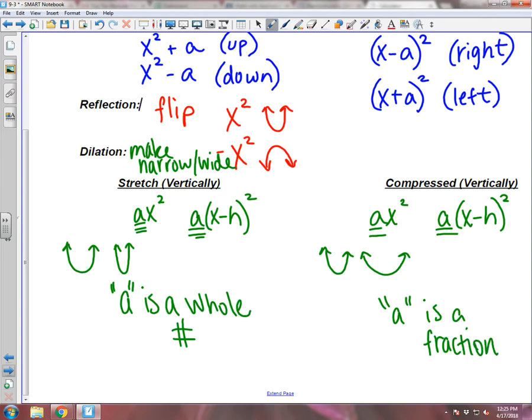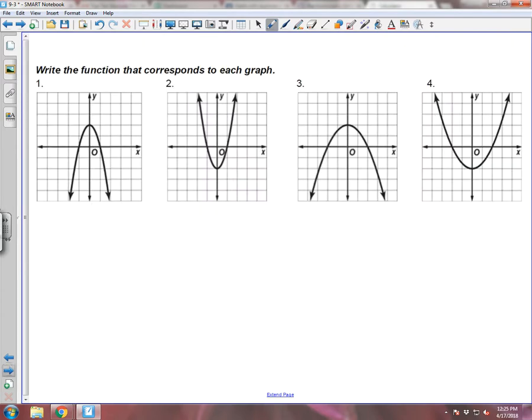Okay, so what I would like for you to do in this next set of problems is take the graph that I've given you and tell me what the equation would be. Now I want you to notice that it says write a function, which means I'm going to start all of these with f of x.